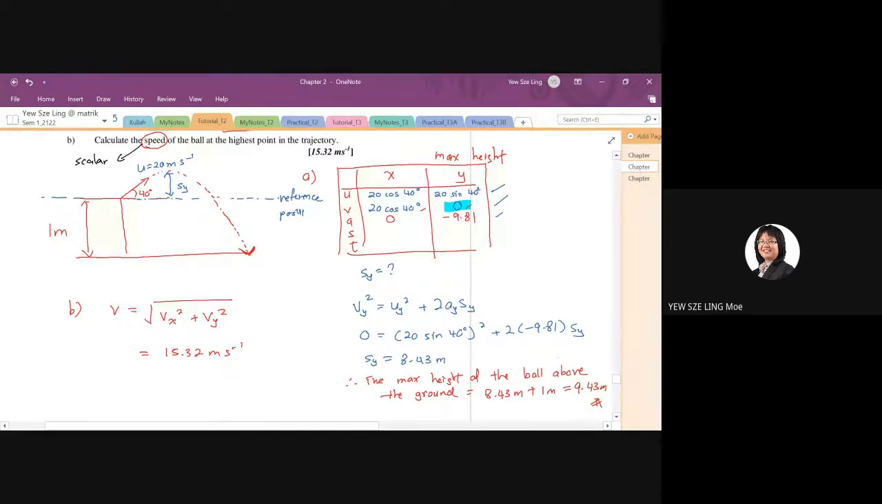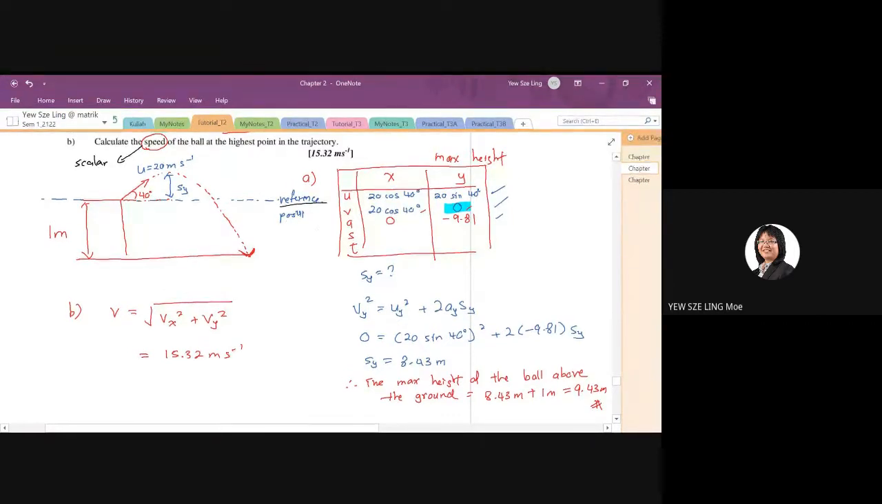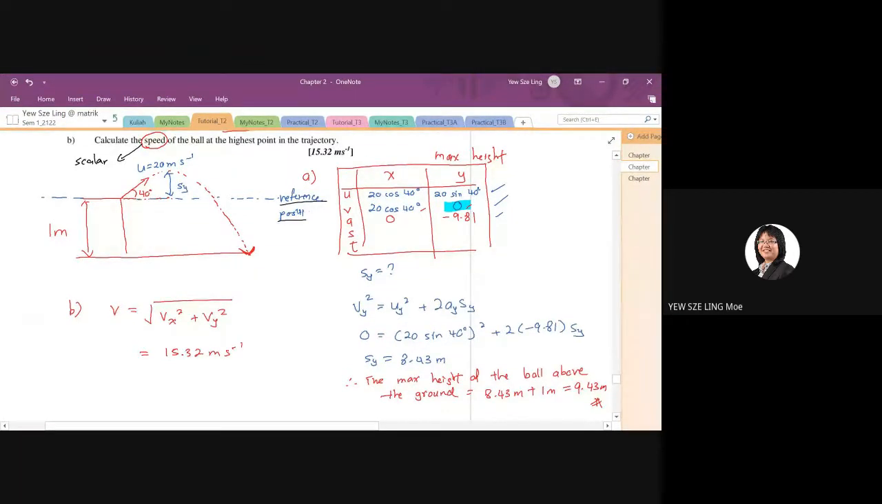Right, so we're done with these questions. Again, I give you 2 minutes to write it down. If there's anything that you don't understand, you may ask. Especially the reference position. So make sure you understand why I choose this as a reference position.